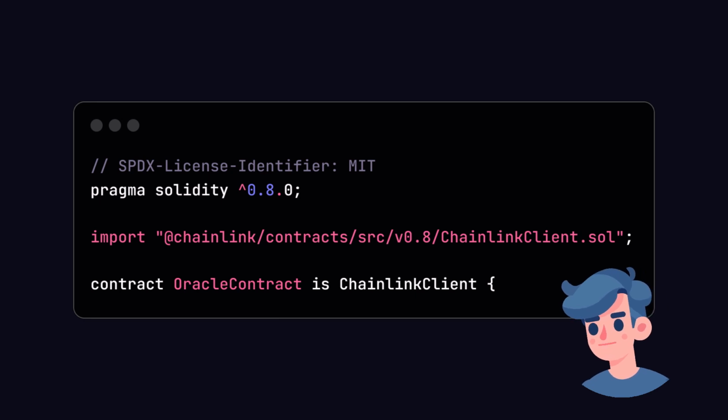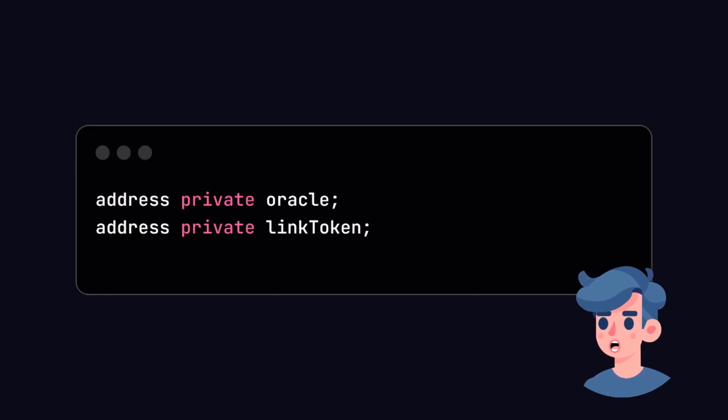Now, open oraclecontract.sol in your code editor. We will start by specifying our version pragma and importing the Chainlink contracts. This is essential for implementing Chainlink. Next, we will create our contract variables. We'll need to set the link token address and the Oracle contract address. These addresses will point to the specific oracle we plan to use for our requests.